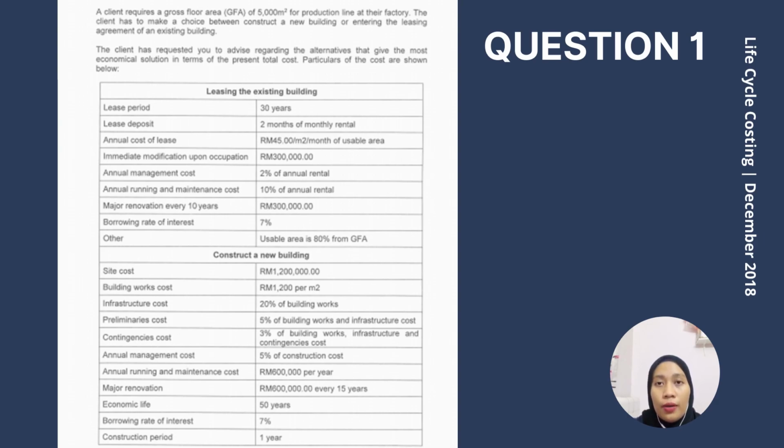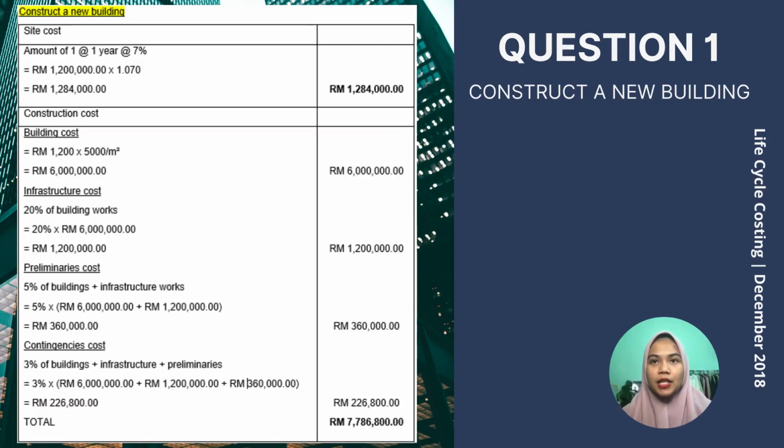I am going to present the cost to construct a new building. First of all, we look at the site cost. The amount of site cost given is 1.2 million. So we multiply with the PV of 1 at 7% to get the new amount of site cost.